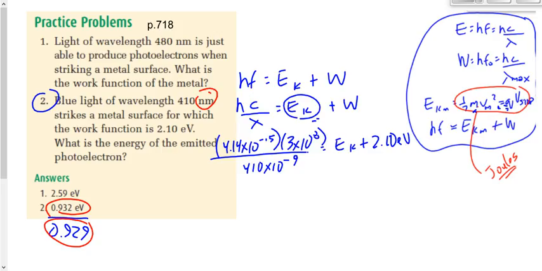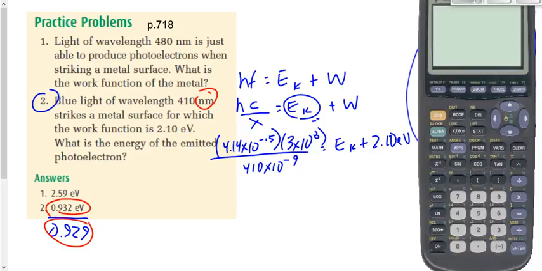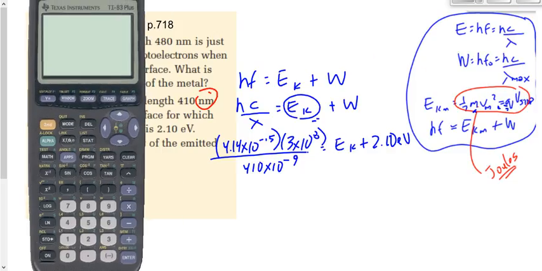All right, let's calculate this now, see what we get. Let's say 4.14 times 10 to the negative 15 times 3 times 10 to the 8 divided by 410 times 10 to the minus 9. And then we're going to subtract from that 2.1 electron volts. Gives me an answer of 0.929.